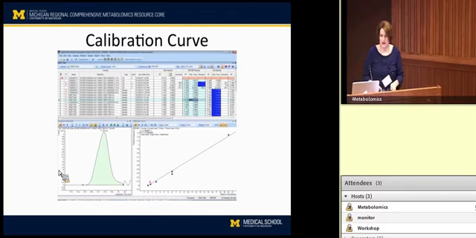So once we've gone ahead and picked all the peaks and fixed them and made sure that the integration is good, we'll get an output here that looks something like this. You have your calibration curve here, and you have some data tables with your standards, with your metabolites of interest that you're trying to quantitate.